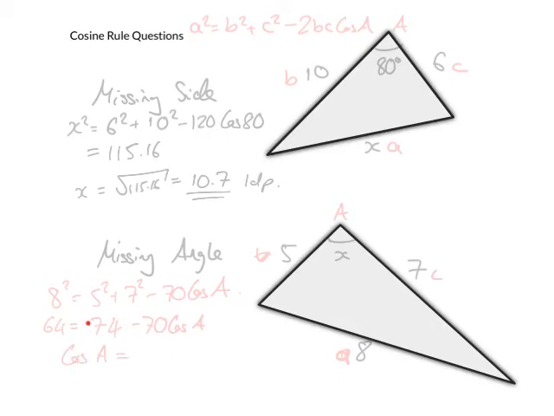I then move the 74 over the equal sign by subtracting it, and that leaves me with minus 10, and then I divide by the minus 70 to isolate cos A on its own. Right, I ran out of space a little bit there, so it's a bit squeezed in, but cos A becomes 1 over 7. So I do cos to the minus 1 of 1 over 7, and it gives me 81.8.